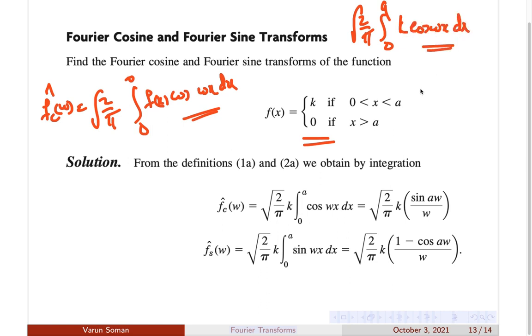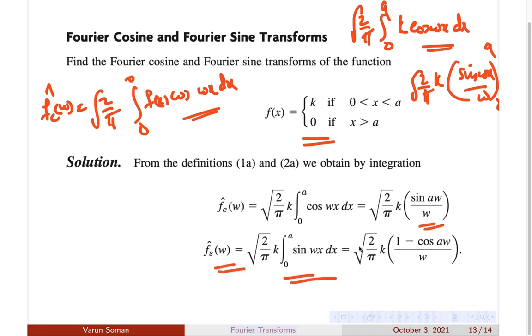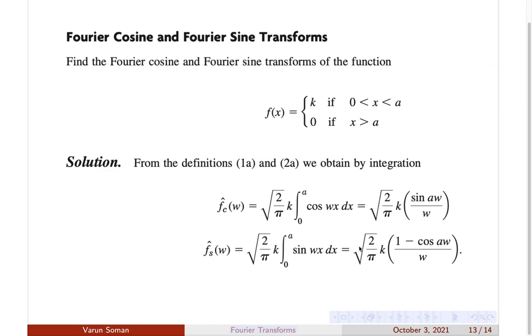Straightforward integration, so it is equal to root 2 by pi k into the integral of cos omega x, which is sine omega x by omega, in the limits 0 to a. So it will simply be root 2 by pi k sine a omega by omega. Similarly, you can find the Fourier sine transform also there. It's a very simple thing. Straightforward problems. And again, let us do one more problem.